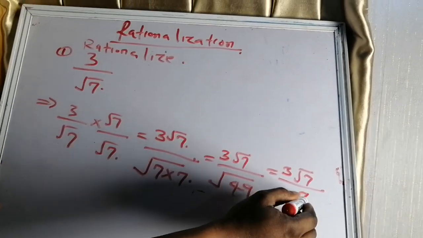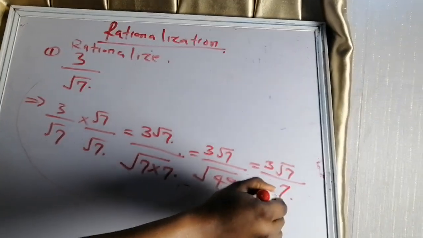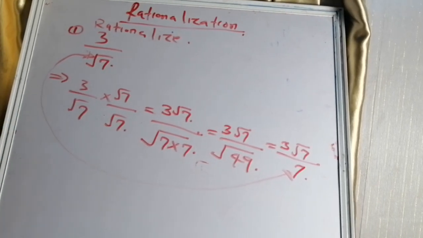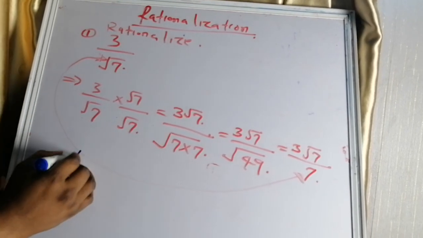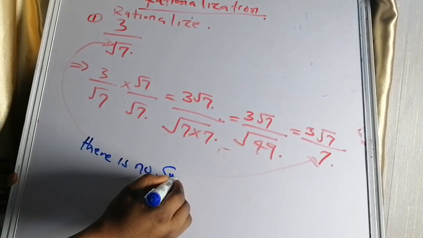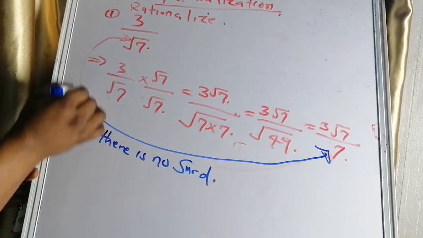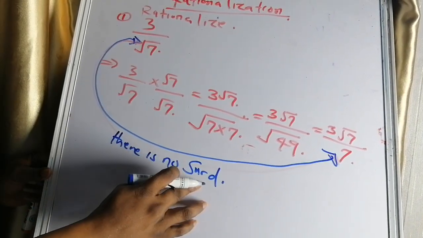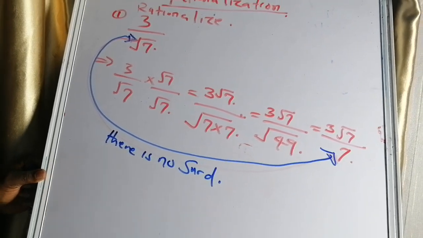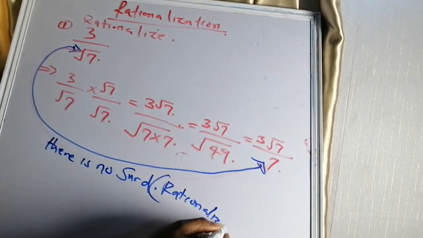Is there any surd here again? You can see that from the question to the answer, there is no surd again. There is no surd. Okay? That is, from the answer to the question, there is no surd. So that is what we mean by rationalization. So in brackets, this is what we call rationalization.